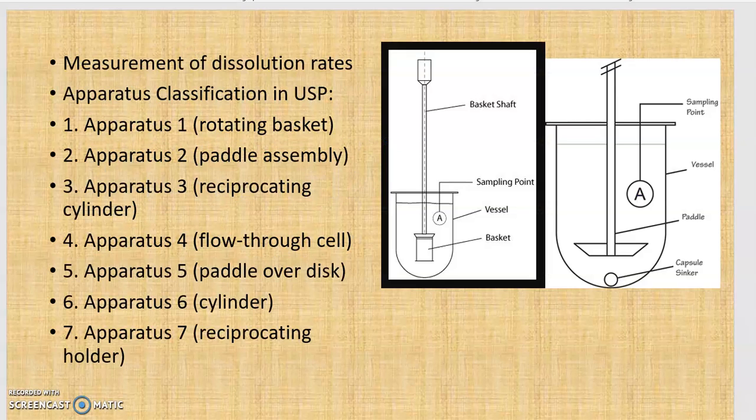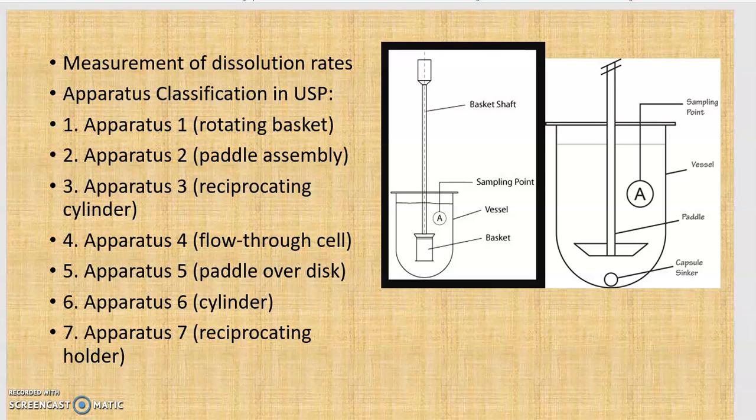Now, this slide gives you a list of officially used dissolution apparatus. The images shown, the first one with the black border is the picture of rotating basket assembly and the second one is the paddle assembly. You can see the classification on the left. This is as per USP, apparatus 1, 2, 3, right up to apparatus 7.